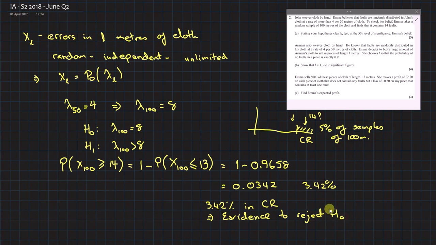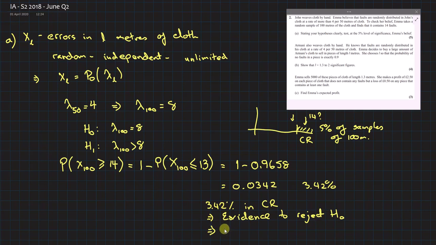In favour of H1, which is the part people often miss out. They forget to say the section that... what does this say? Because they said test her hypothesis. So Emma believes that the faults randomly distributed in John's cloth are at 4.5. So there's evidence there to reject H0.